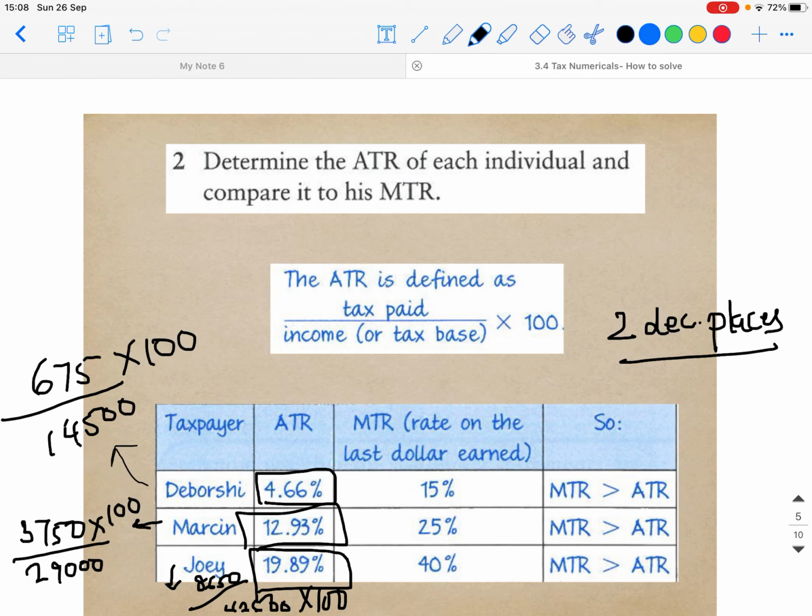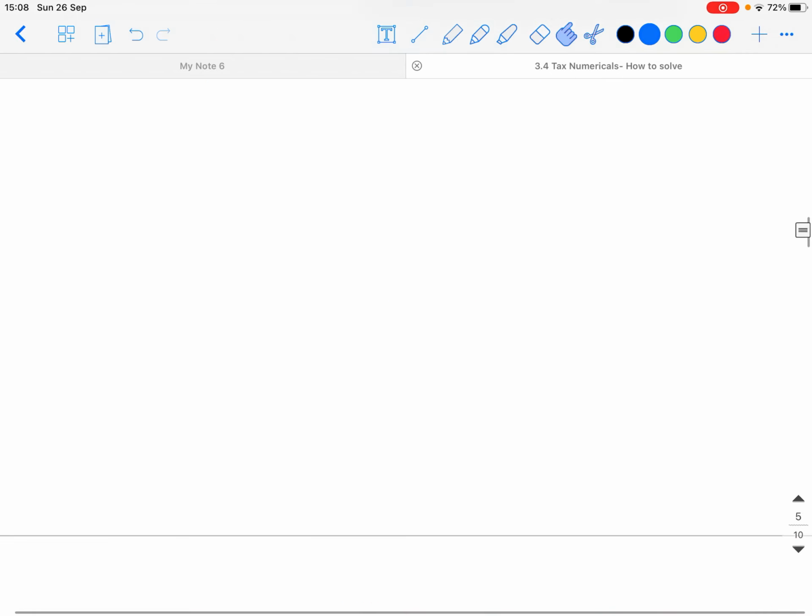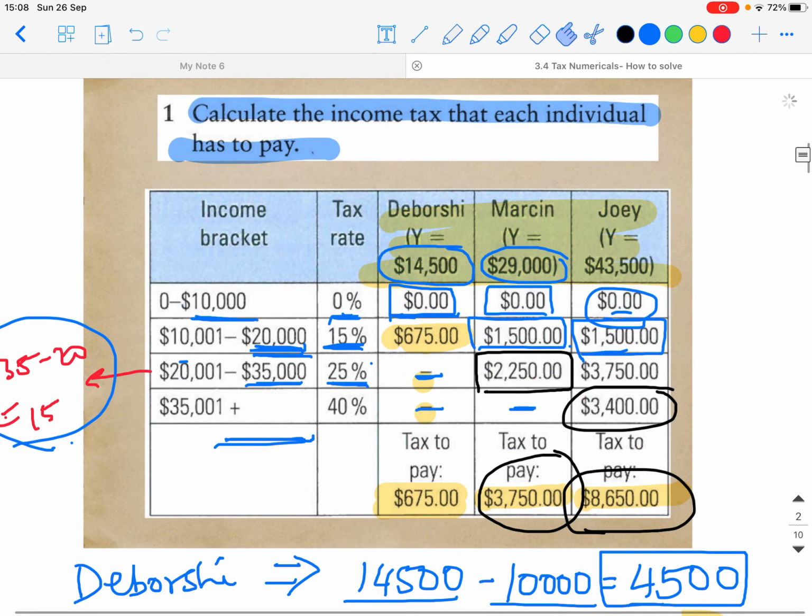Now the marginal tax rate is basically the rate on the last dollar earned. So what was the last slab that they came under? So we can again go back to our table and see that the Borshi, she came under, let's use a green highlighter. So the Borshi, she was 14,500. So 14,500 would come under this slab, which is 15%.